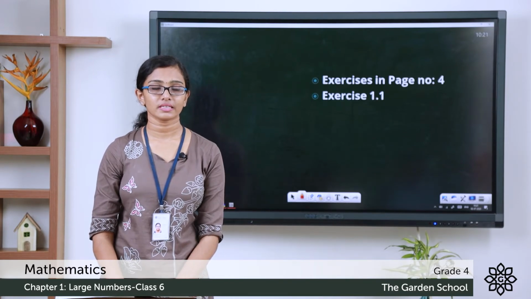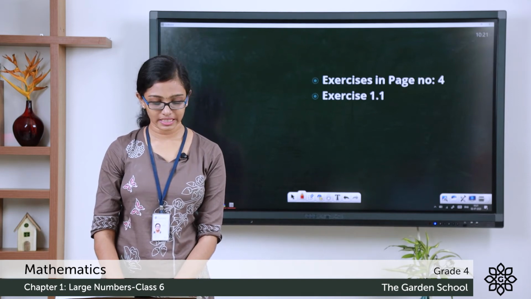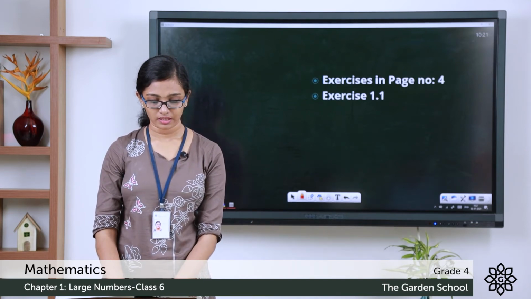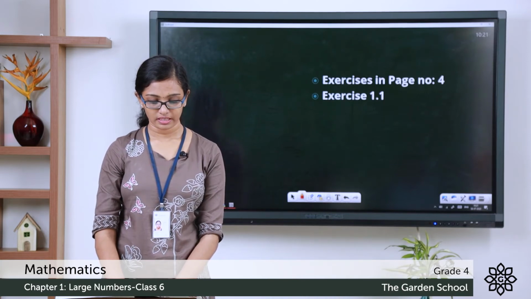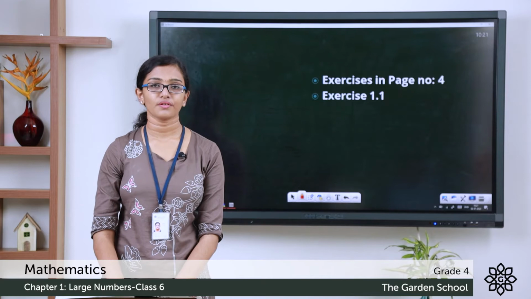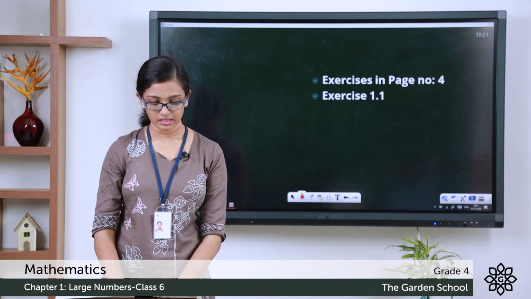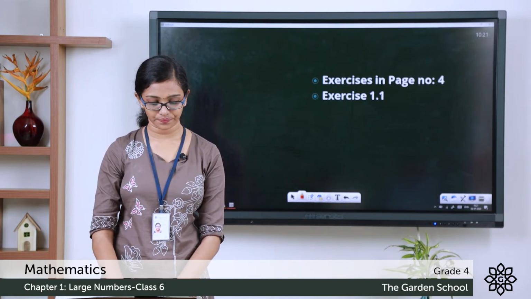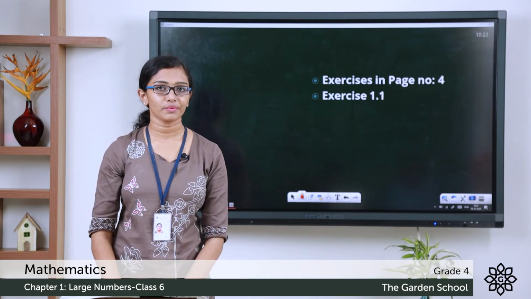So I hope you have finished that one. Let's check the answers now. The first one is already given there. Question B, the answer is 65,281. For C, the answer is 5,01,063. D, the answer is 76,508. And for E, the answer is 1,20,005.